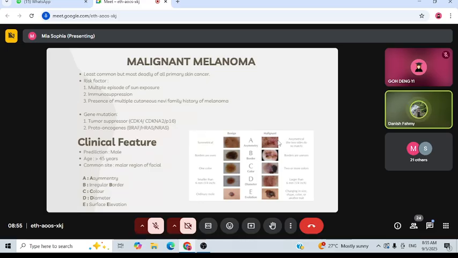The gene mutations are, first, tumor suppressors CDK4, CDKN2A, and P16, or proto-oncogenes BRAF, HRAS, and RAS. For the clinical features, there is a predilection for males, age over 45 years old, and the common site is the malar region or face. We need to know the criteria of malignant melanoma, which are asymmetry, irregular border, color, diameter, and surface elevation.